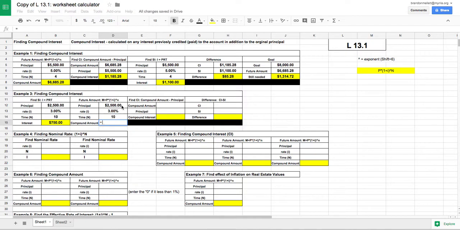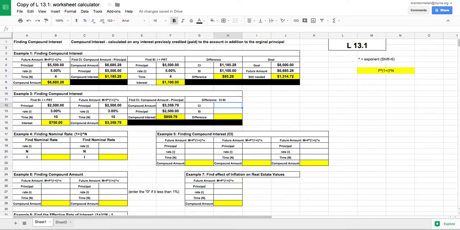All right, so we're going to take principal times parentheses 1 plus I to the power of N. So 3,359.79. They want us to find the compound amount minus the principal. So we're taking the principal, which is 2,500, and we're going to find the amount of interest that accumulated. So compound amount minus principal, we'd get 859.79.